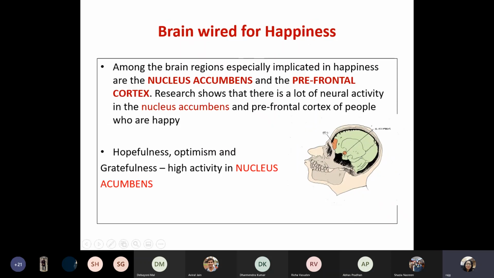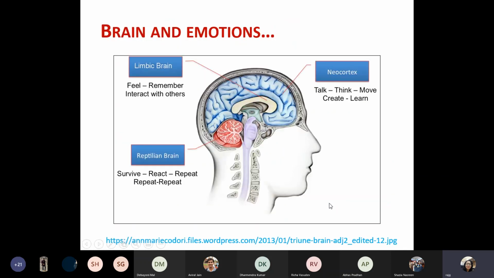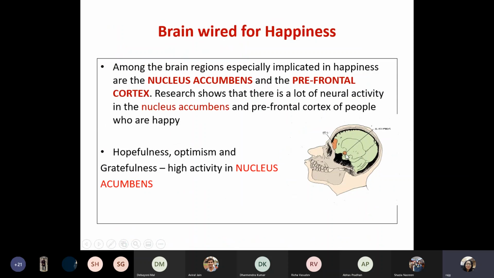Now, there are certain areas in the brain, specifically this area called the nucleus accumbens in the prefrontal cortex. As I mentioned, the frontal area of the frontal lobe is known as the prefrontal cortex, and it also has separate divisions. But in the prefrontal cortex, there is a small nucleus known as the nucleus accumbens, which is related to happiness.